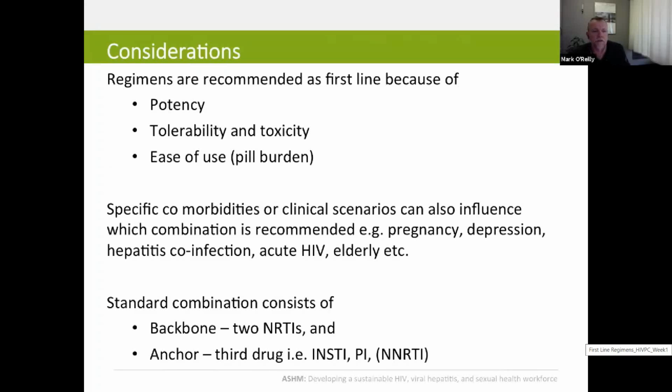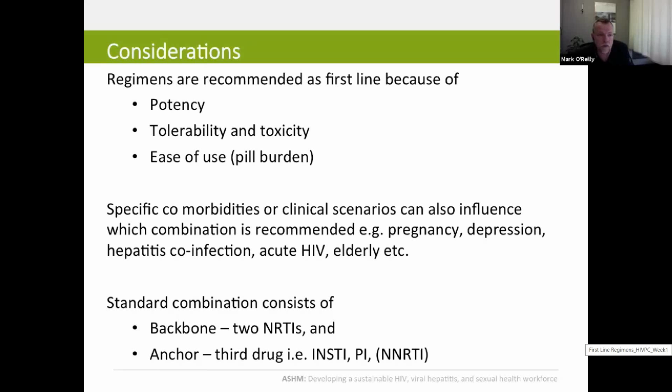When you're looking specifically at choosing the first-line regimen, issues we consider are the potency of the regimen, tolerability and the toxicity of the regimen, and the pill burden. And how easy is it to use? Is it once daily? Is it twice daily? Is there a food requirement? We also look at specific comorbidities an individual may have, for example, depression, hepatitis co-infection. Are they elderly? We need to think about the drug-drug interactions.